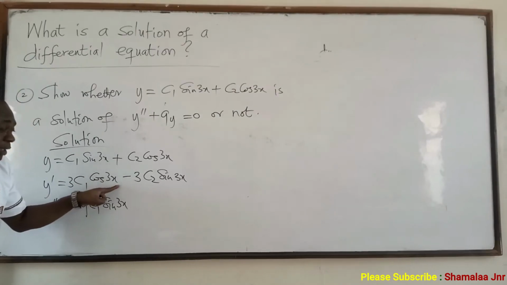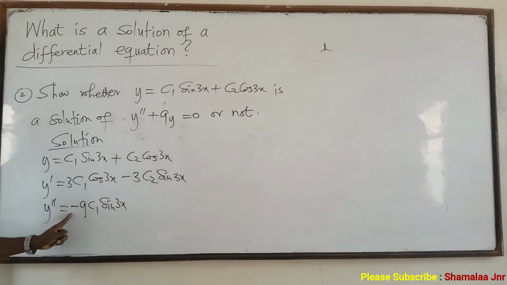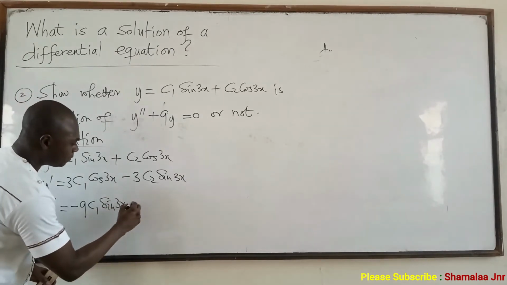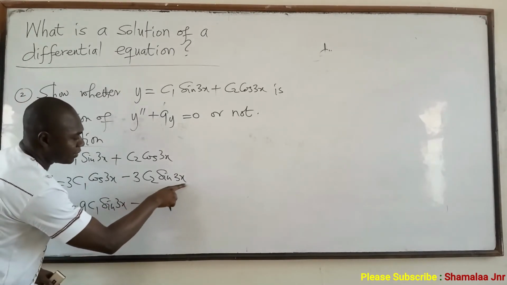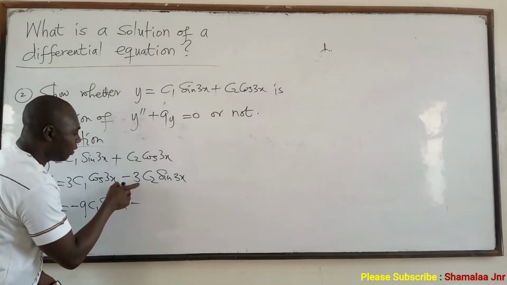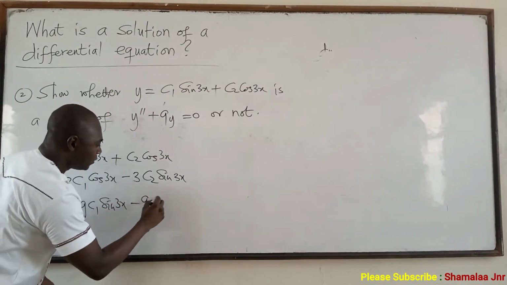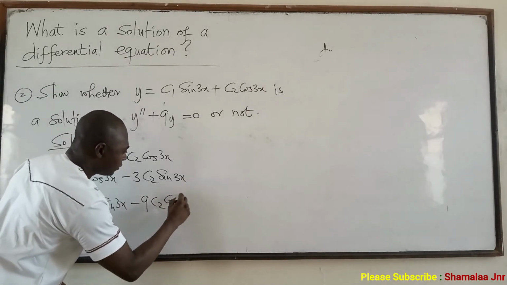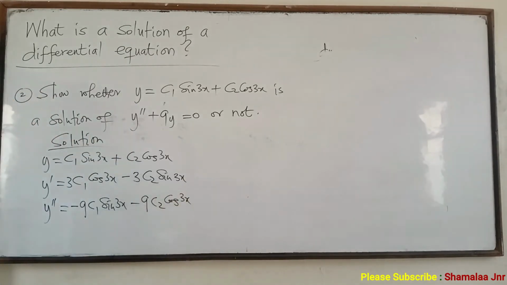When you differentiate cos 3x, it will come and multiply this one. Negative 9 C1 sine 3x. Now when you come here, when you differentiate sine 3x, you are going to get 3 cos 3x. So if that one multiplies this one, you get 9 C2 cos 3x. Are you seeing it?